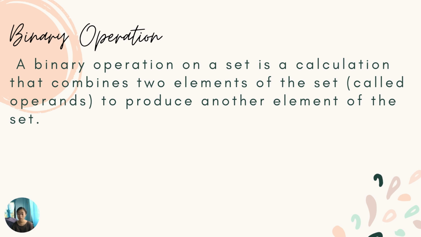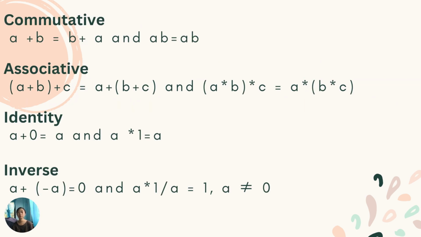Yung mga non-binary ay yung mga nag-iisa lang number. Yung square roots, absolute value, factorials. So, ito ay, kumbaga, example lang ng binary operation. It goes on the formula if it is in addition and multiplication properties: yung commutative, associative, identity, and inverse.